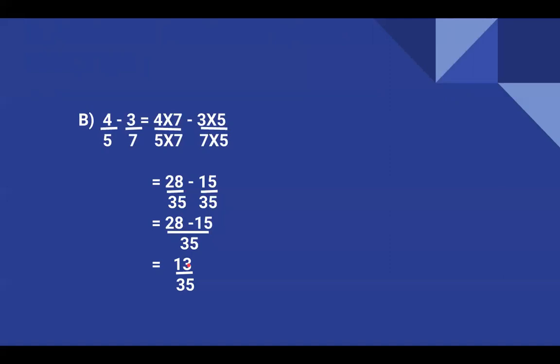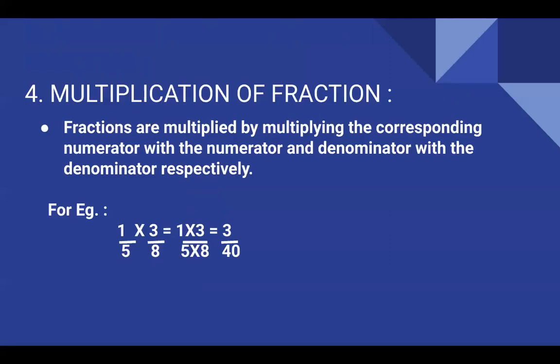Let's see the next rule. Multiplication of fractions. For addition and subtraction, the rules are the same. Only the operations differ. That is, when addition is given, you have to add up the numerators. When subtraction is given, you have to subtract the numerators. Now here in multiplication, there is a little difference. Fractions are multiplied by multiplying the corresponding numerator with the numerator and the denominator with the denominator respectively.